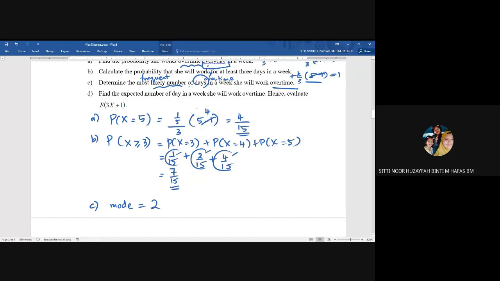So, the most likely number of days in a week that she will work overtime is 2 days. Okay? Okay. Now, question D. Find the expected number of days in a week she will work overtime. This is what we want to find, the expected number. Directly, we want to find expected of x. Hence, evaluate expected of 3x plus 1. So, I think all of you are really excellent in finding expected value already. So, I don't want to discuss question number D. You can try on your own.